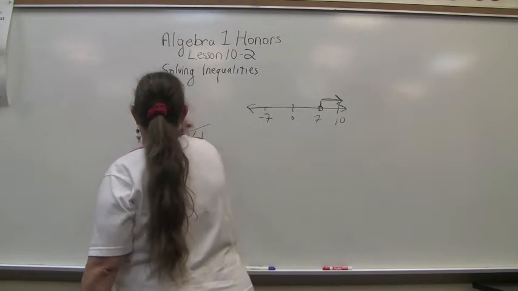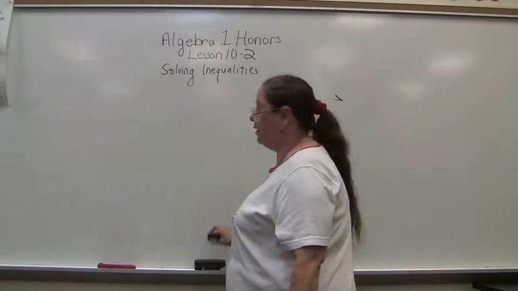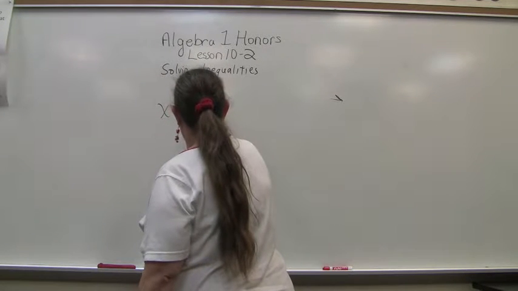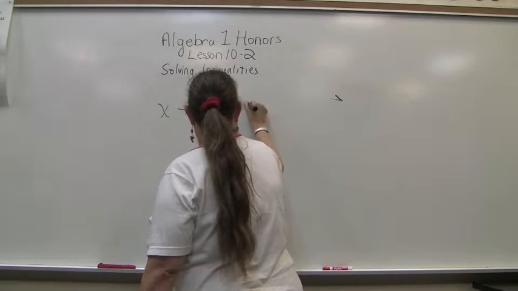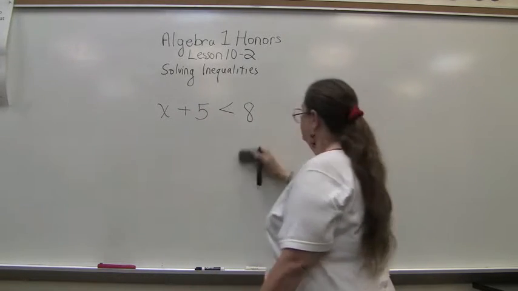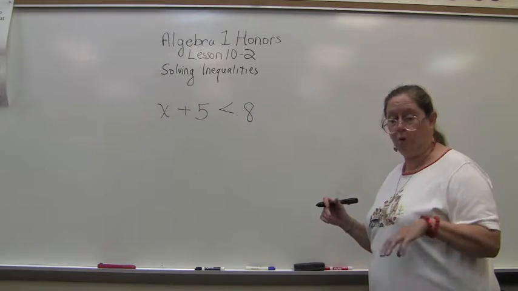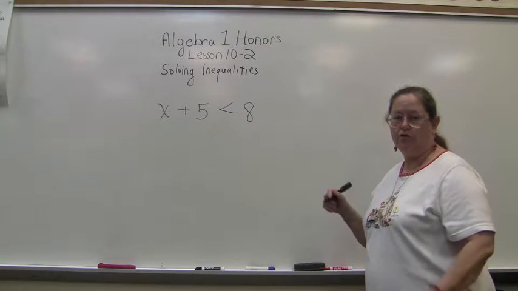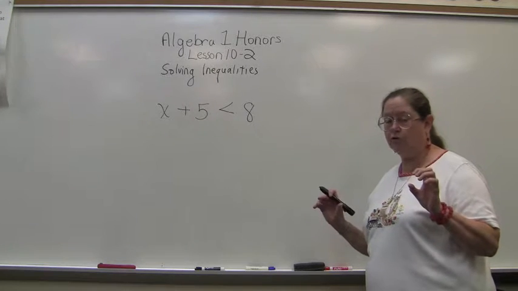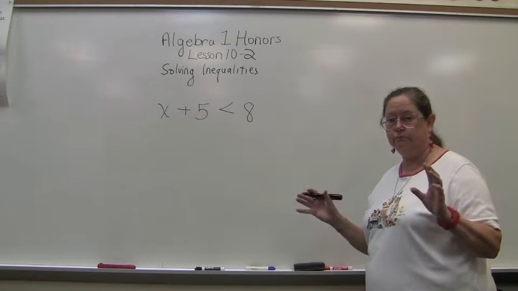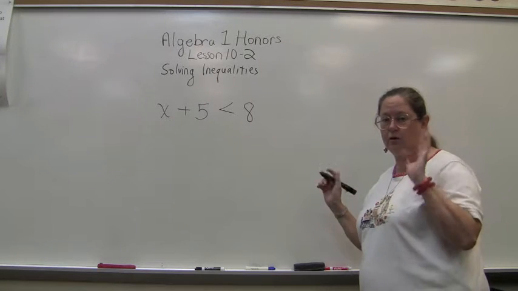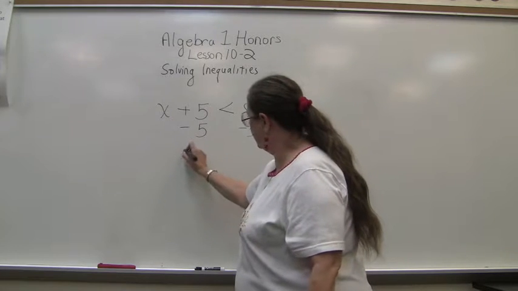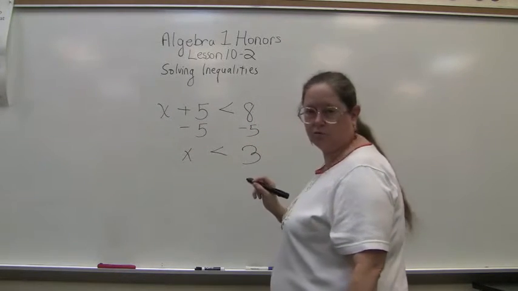Now, what if we had one like so? x plus 5 is less than 8. Again, if this were an equality, to solve it, we need to undo the addition of 5. So we're going to subtract 5. As long as you're only adding or subtracting, no problem. Treat it just like it's an equality. Subtract 5 from both sides, we get x is less than 3.